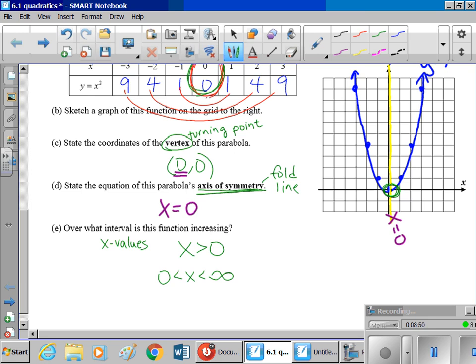Or you can use interval notation, where our lower bound is 0 and our upper bound is infinity. So whichever way you like to write it, you do not have to write all three ways here. Whichever way you are most comfortable with writing this, that's the way you're going to write it.